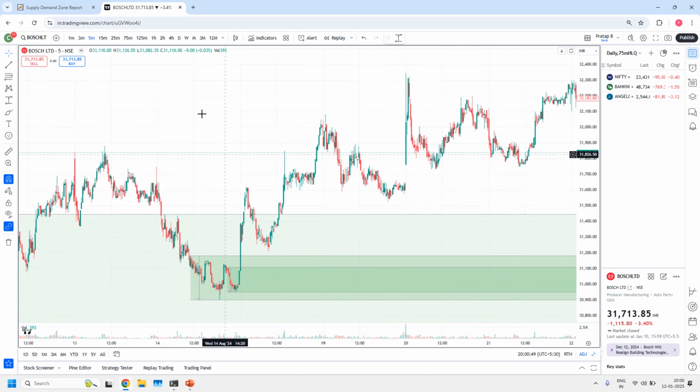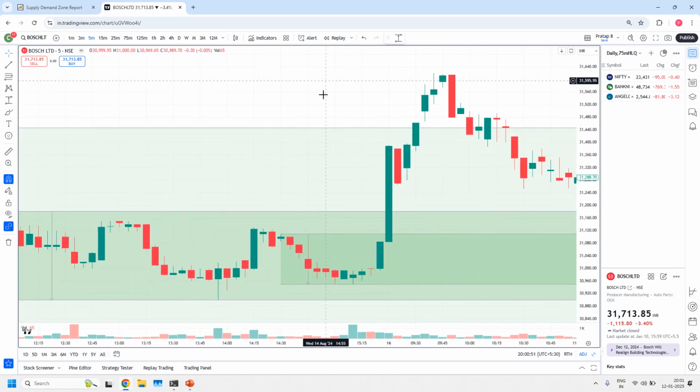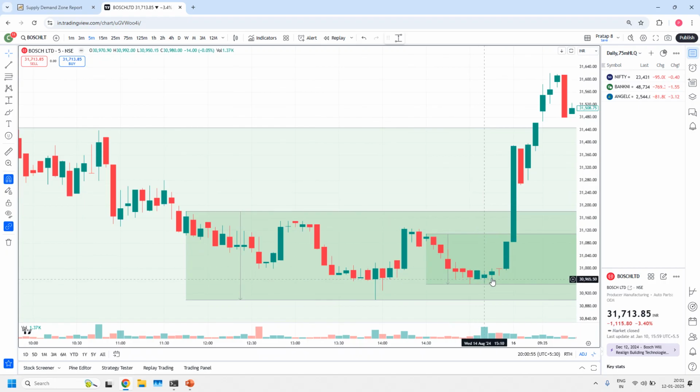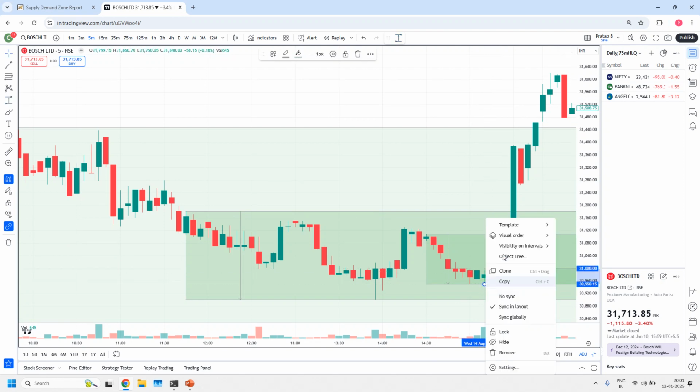First, is there any fine-tuned zone here? Yes, you have a rally candle, 3 base candles, rally. Probably that way you can draw a zone like this. This is the fine-tuned 5 minute zone.